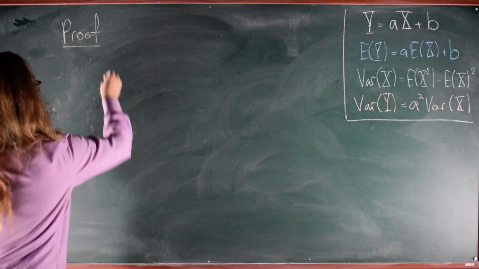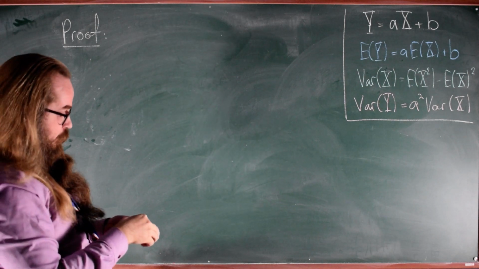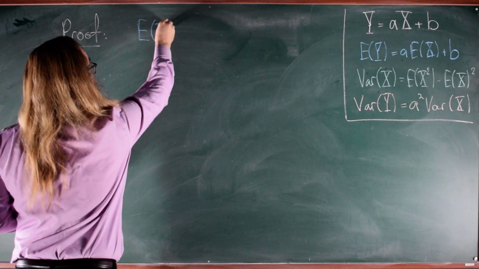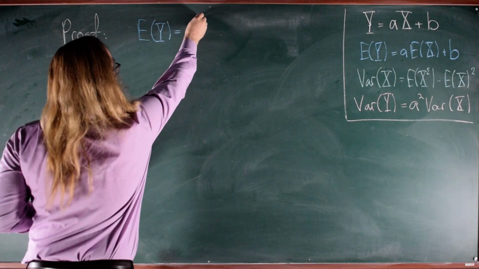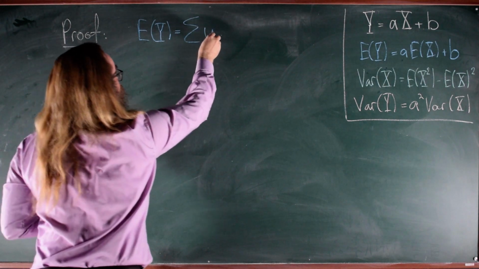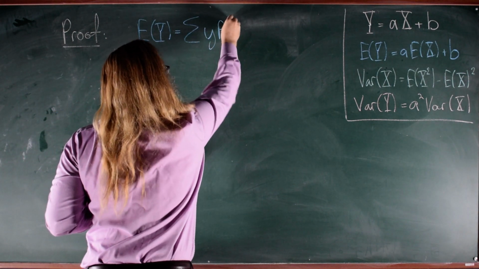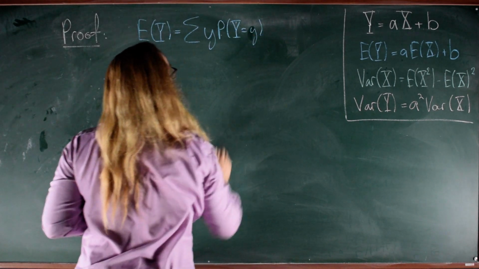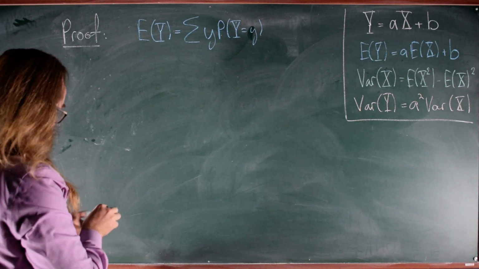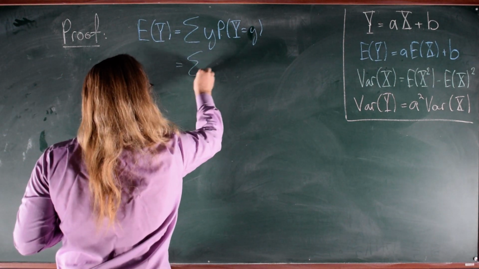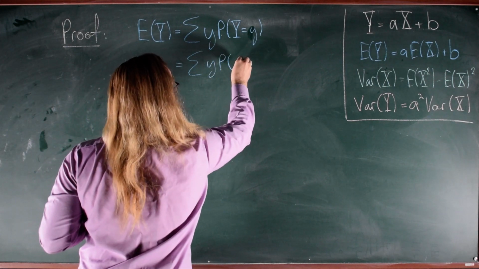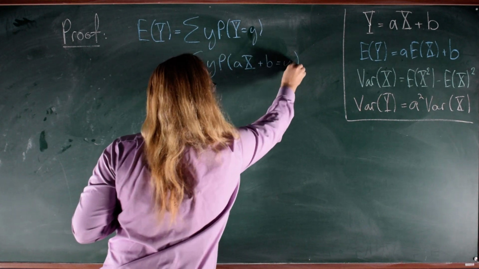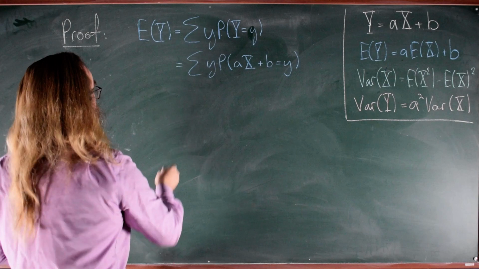All right. Let's check out the proof. Okay? So we have the definition of the expected value. The definition of the expected value of y is, well, it's the sum of all the random values multiplied by the respective probabilities. Okay? But, well, we have that the definition of y is that it's ax plus b. All right?